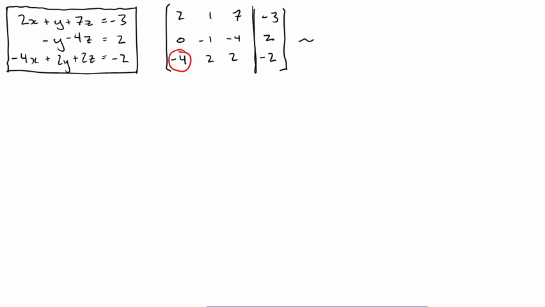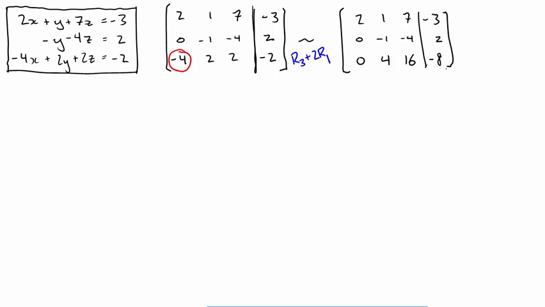And we'll accomplish that by replacing R3 with R3 plus 2 R1. And that will give us, first row will be the same, 2, 1, 7, minus 3. Second row will be the same. And our third row will be 0, 4, 16, minus 8, as you can check.